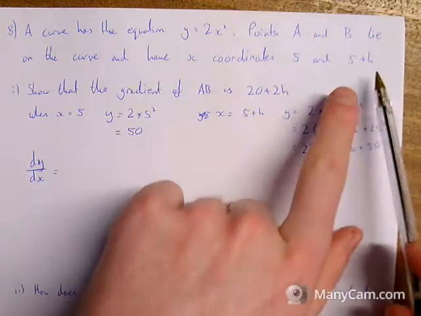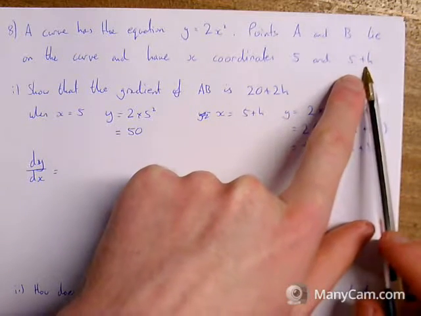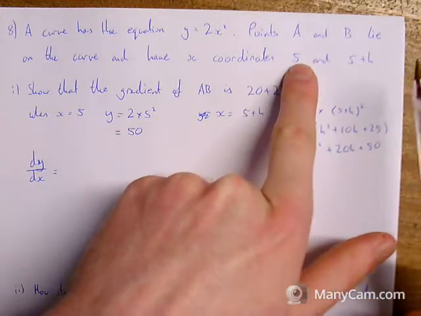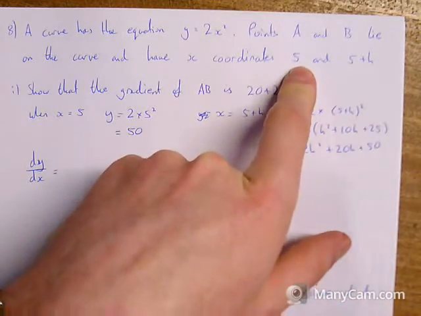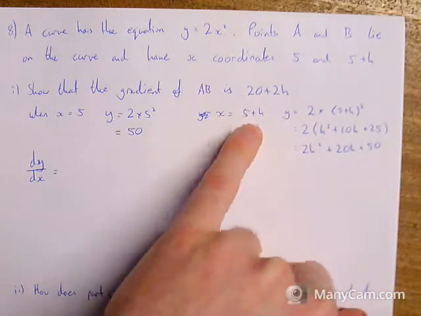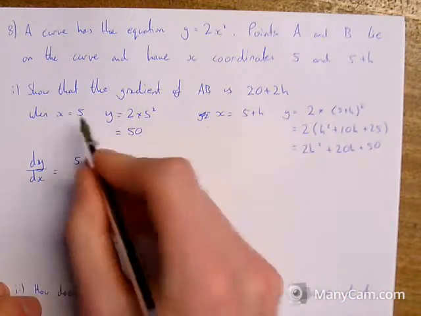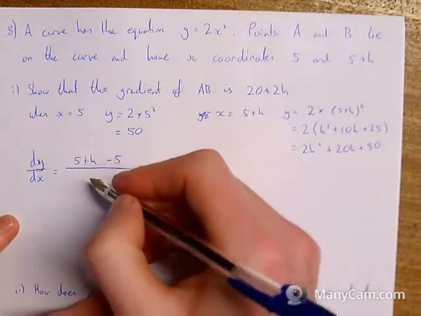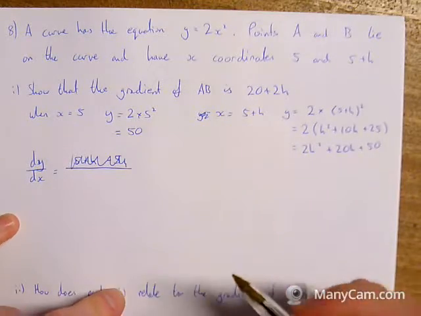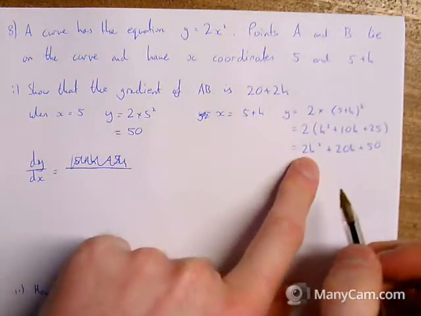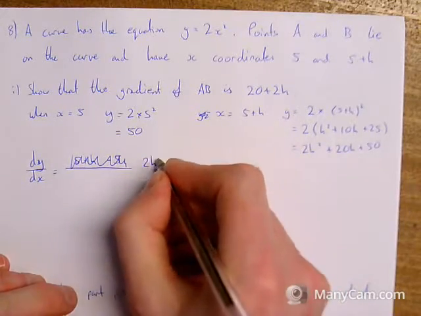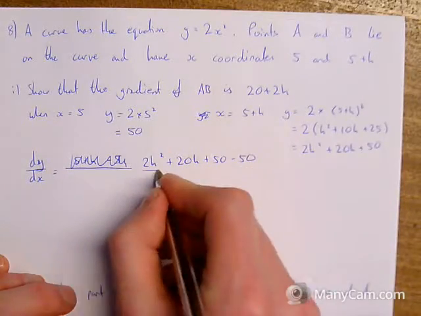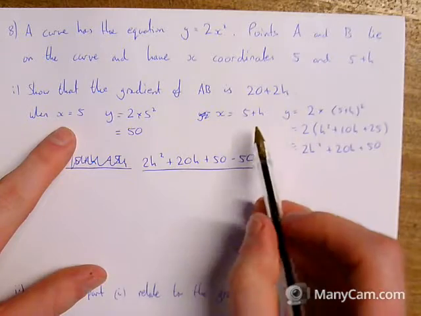So the difference in y: I hope you can see that the B coordinate is further along the x-axis than the A coordinate, so I'm going to do the B coordinate take away the A coordinate to make it a little bit easier for myself. So we've got 5 plus h, and then take away 5, and the difference in, I've done that the wrong way around, difference in y first, apologies. So this one take away this one, so we have 2h squared plus 20h plus 50, and then take away 50, and that's all divided by the difference in x, which is 5 plus h, take away 5.